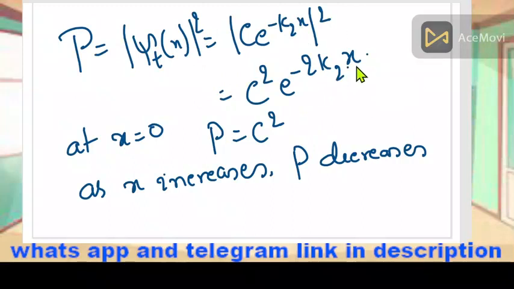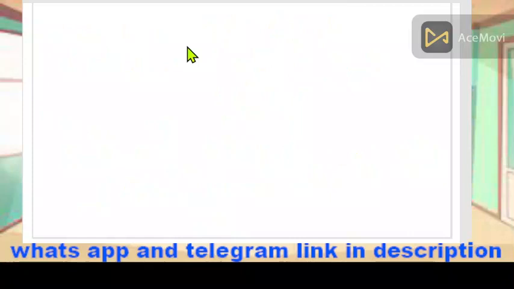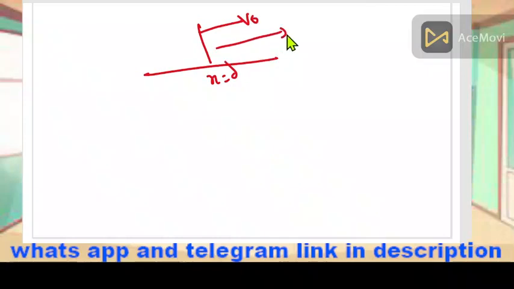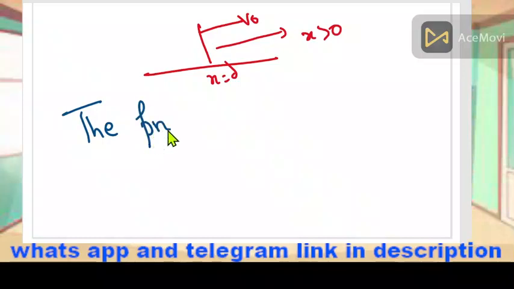C square e to the power minus 2k2x. Now at x equal to 0, this p is maximum, probability density is maximum, and as x increases, it decreases exponentially. Means as you go away from the potential, as you are moving at larger distances from the potential, suppose this is the situation, this is x equal to 0, this is V naught, and as you are moving further in the positive x-axis, what happens? The probability of finding the particle goes on decreasing exponentially.